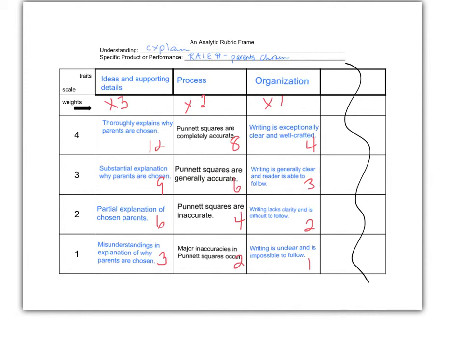Finally, what I need to do is take a look at my mastery. So remember, this is our continuum of learning, looking at all the 4s. And what I want to ask myself is, if a student scored all 4s, can they show mastery of the transfer goal? Thoroughly explaining my parents are chosen, Punnett squares are completely accurate, and writing is exceptionally clear and well crafted. Look at my transfer goal, explain how specific traits are passed from parents to offspring within families. Yes, I feel like this does that job. If my answer is no, it's time to go back and do some tweaking.